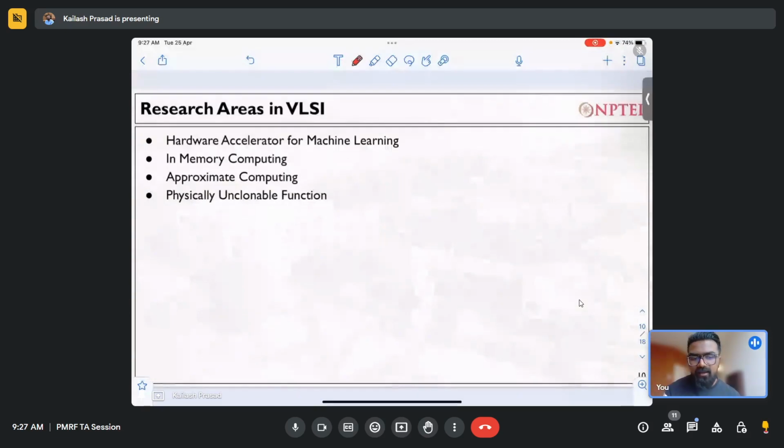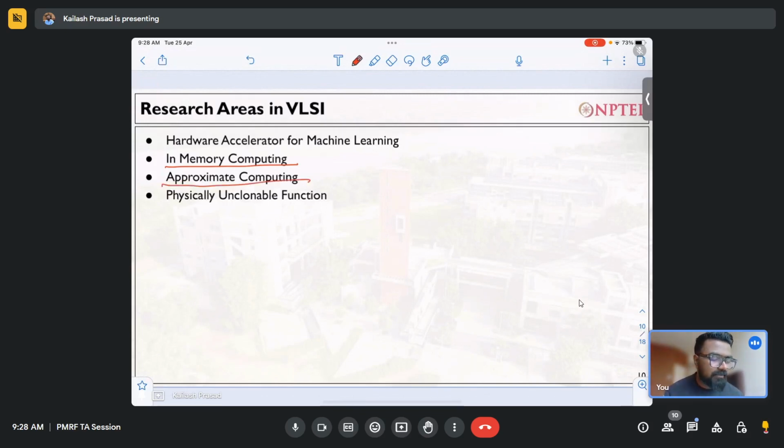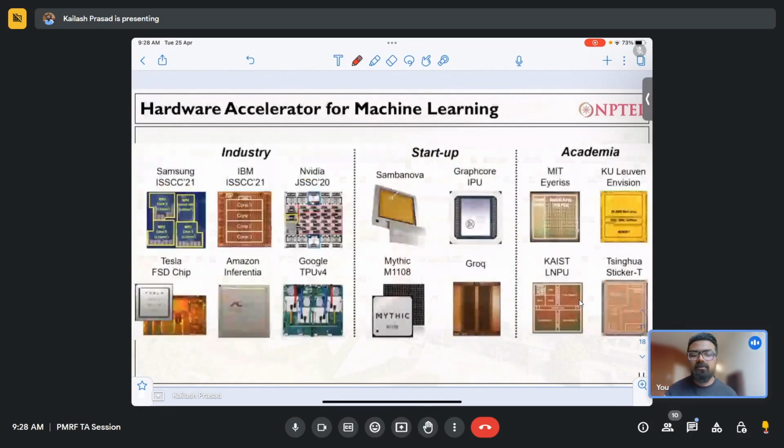should do? Here at IIT Gandhinagar, we work extensively on designing hardware for machine learning, and pretty much every IIT and all the top universities work on that. The second research topic is in-memory computing. I will go into greater detail in a coming slide. Third is approximate computing, and the fourth is design of physical and kernel function. Let me show you some of the chips, which are hardware accelerators for machine learning.